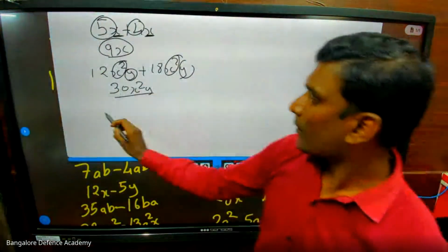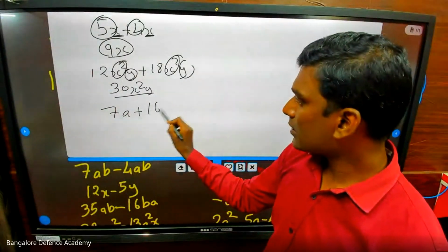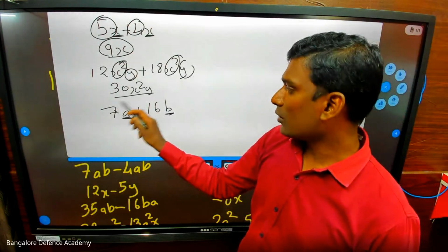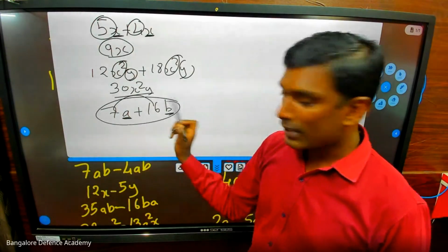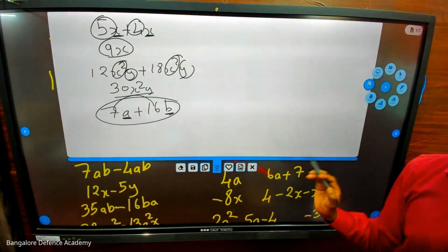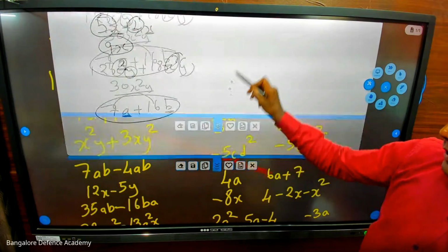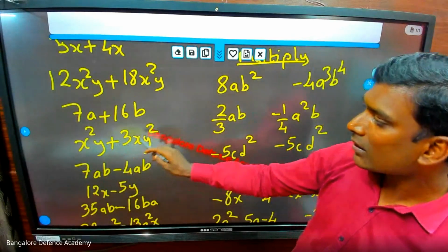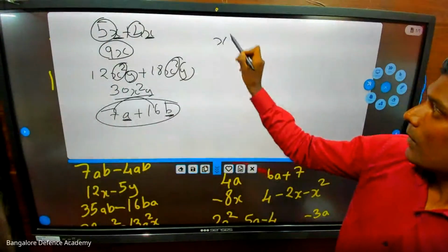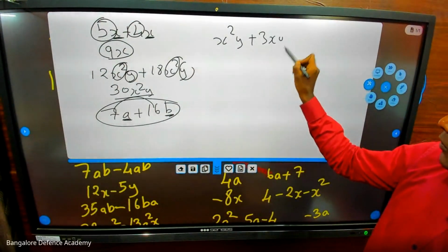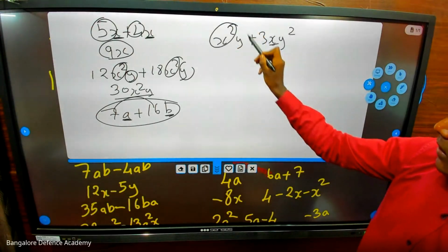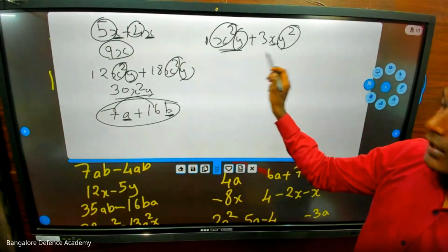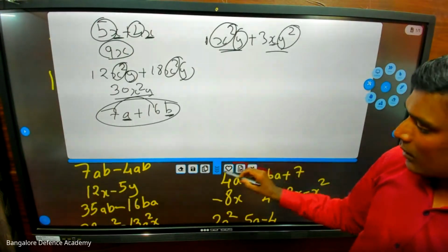7a plus 16b. You check the variable. Here you have a, here you have b. So variable is different. You cannot add 7 and 16. Keep the question as it is. Do not do anything. Do you understand? Understood. Okay. Next, x square y plus 3xy square. Here we have x square, here we have x. Here we have y, here we have y square. 3 and here you have 1. You cannot add because the variable is different.